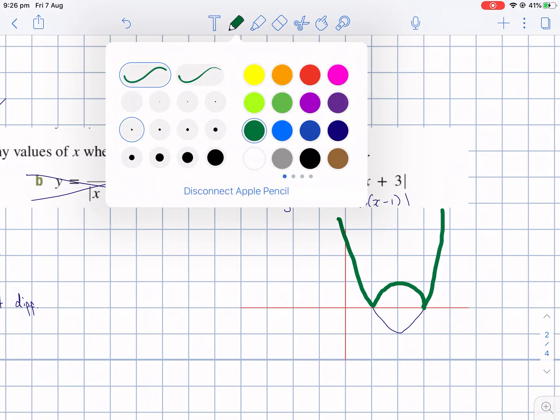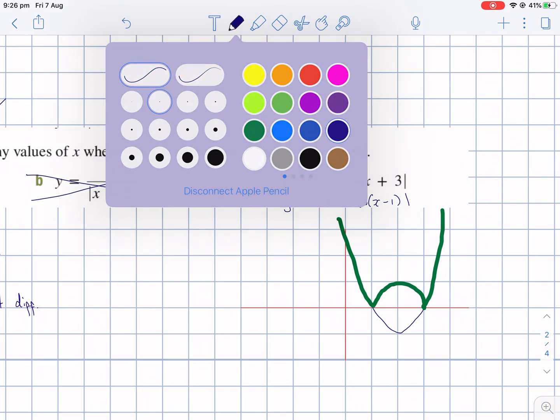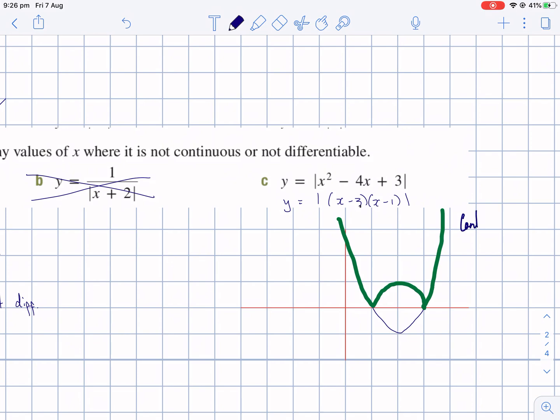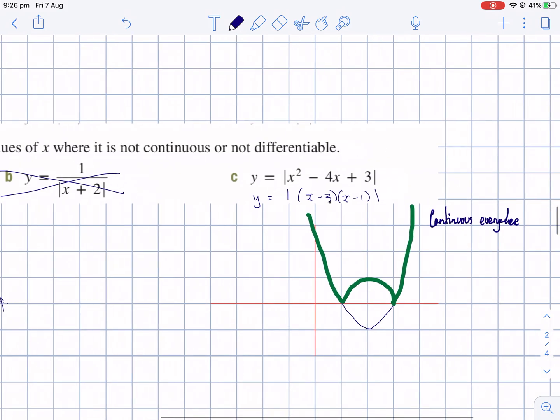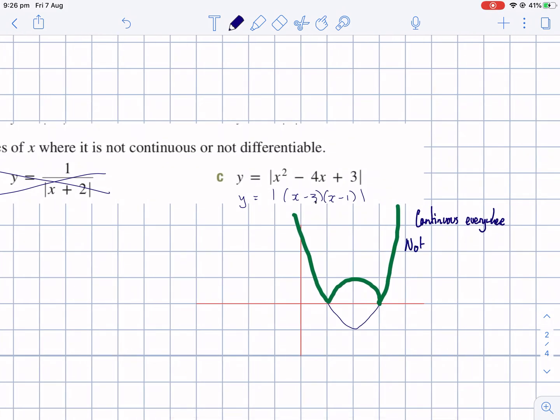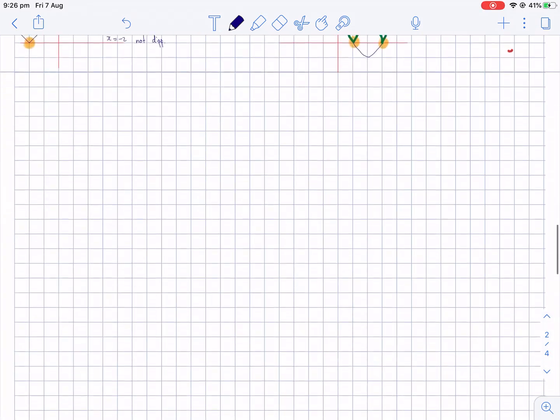So it's continuous everywhere. But it's not differentiable at the x-intercepts. I believe that's all we had to do. Yep.